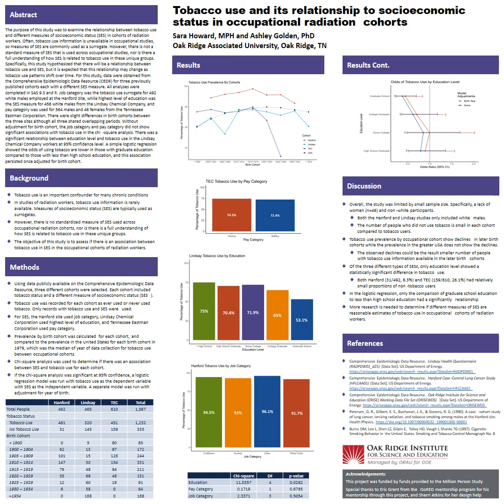This poster discusses tobacco use and its relationship to socioeconomic status in occupational radiation cohorts. Tobacco use is an important confounder for many health outcomes, including lung cancer and cardiovascular disease. Often, tobacco use information is unavailable in occupational studies, so measures of socioeconomic status, or SES, are commonly used as a surrogate. However, there is not a standard measure of SES that is used across occupational studies, nor is there a full understanding of how SES is related to tobacco use in these unique groups.